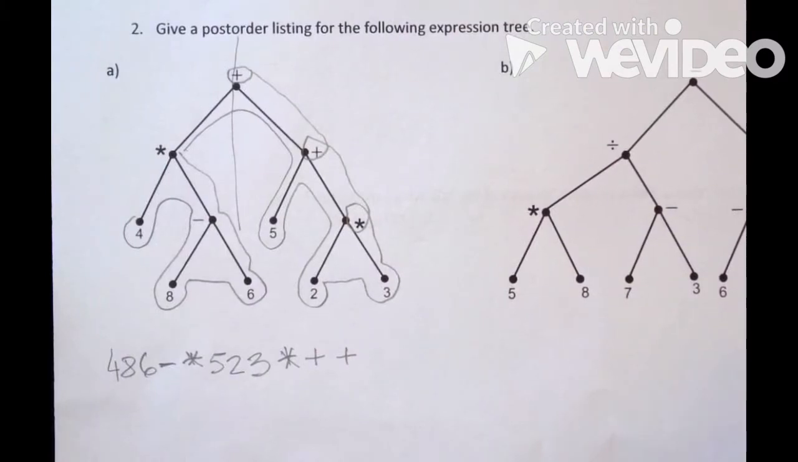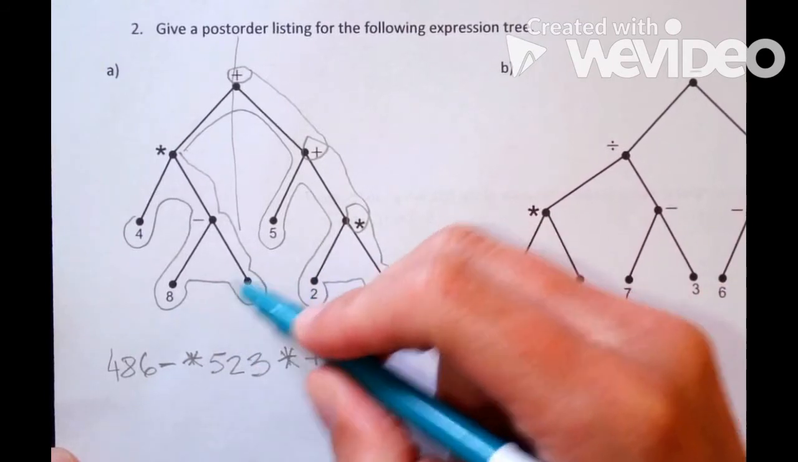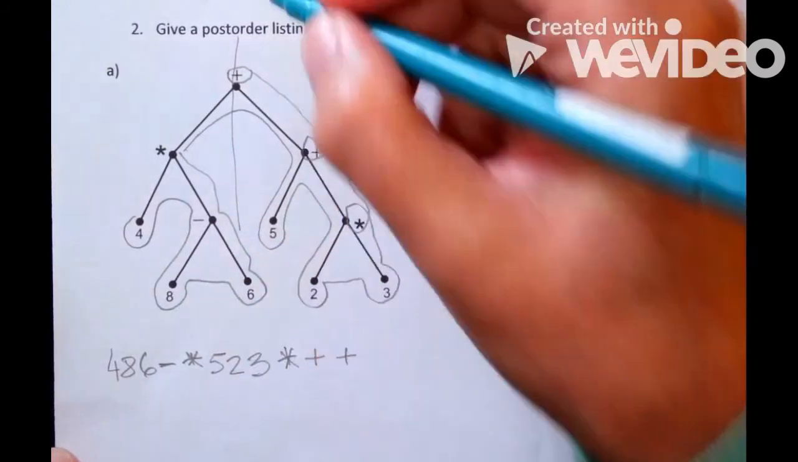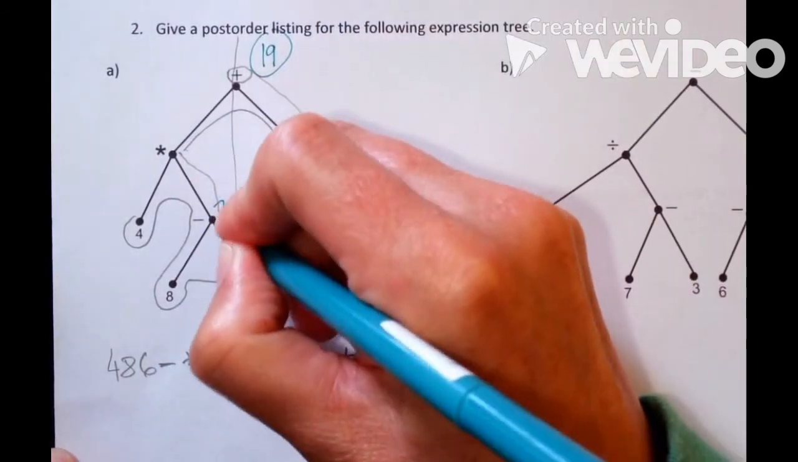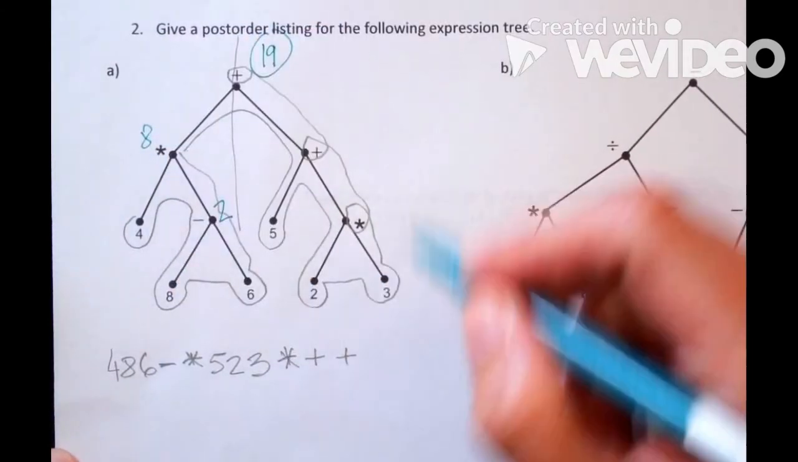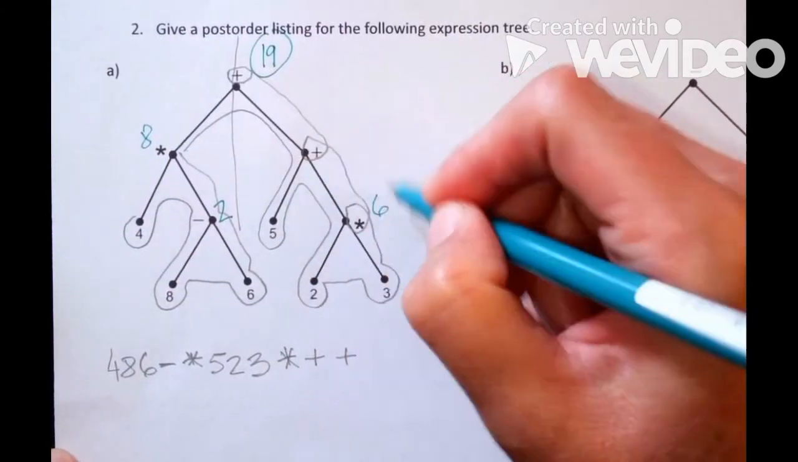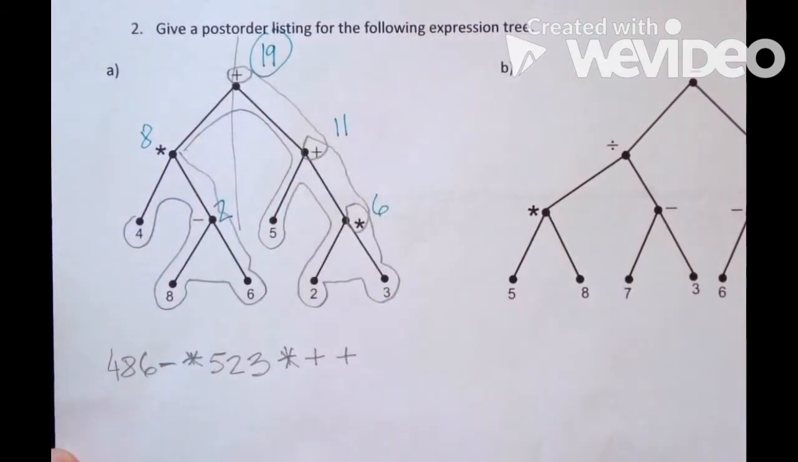If you would actually evaluate this binary tree, starting at the bottom and using the operations, you should get 19. So that's 8 minus 6 is 2, 4 times 2 is 8, 2 times 3 is 6, 5 plus 6 is 11, so 8 plus 11 is 19.